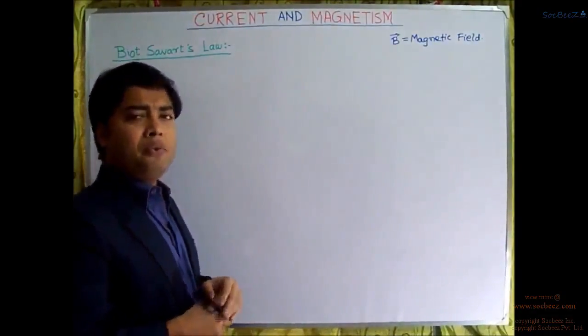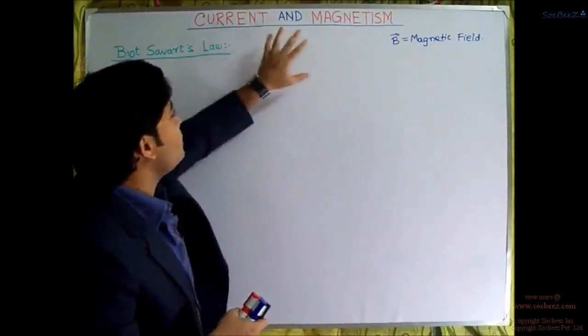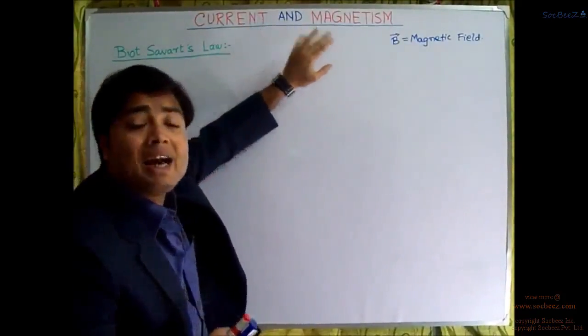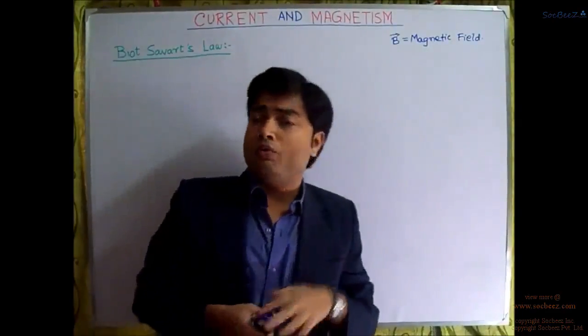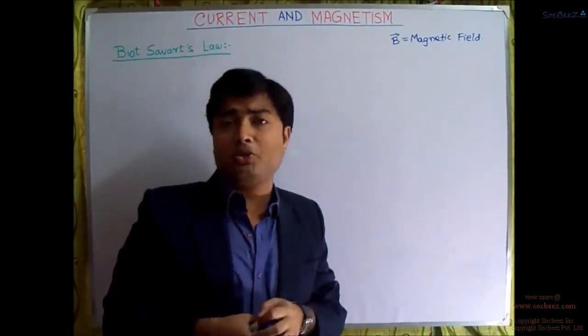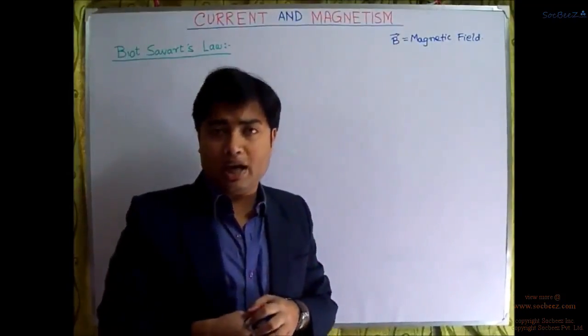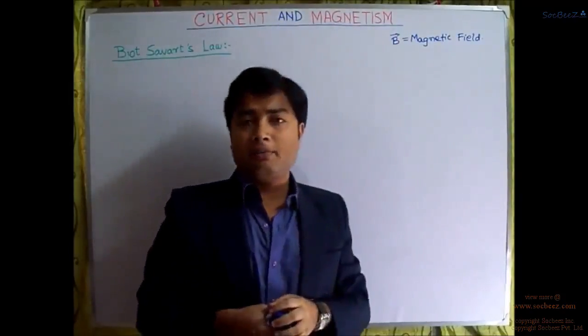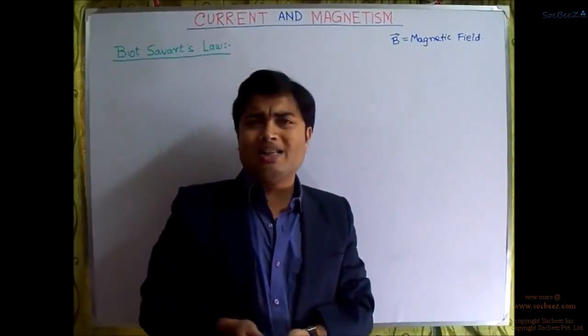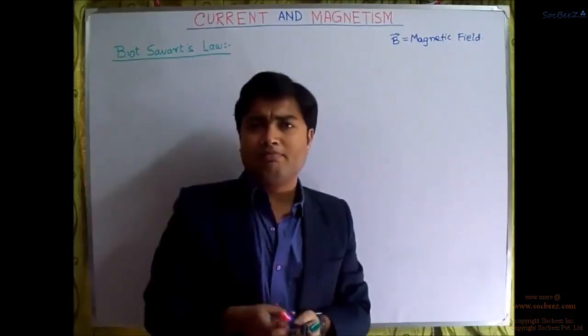But have you ever thought why this concept is known as current and magnetism? Why not simply magnetism? We know that the current is due to the electric field, and magnetism is due to the magnetic field. So what is the correlation between them?